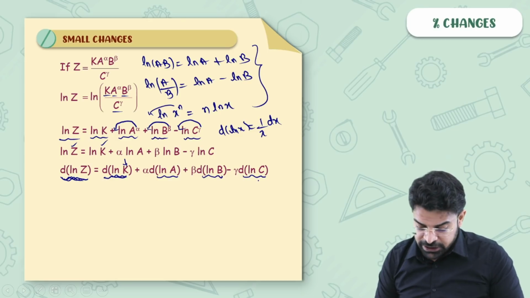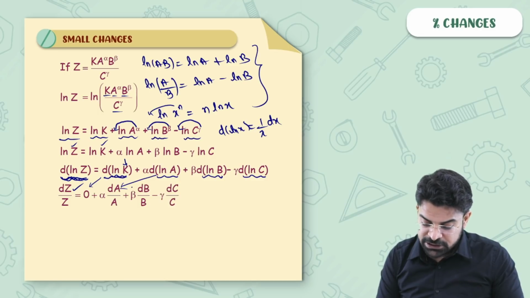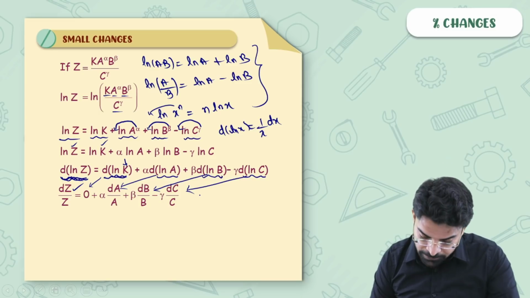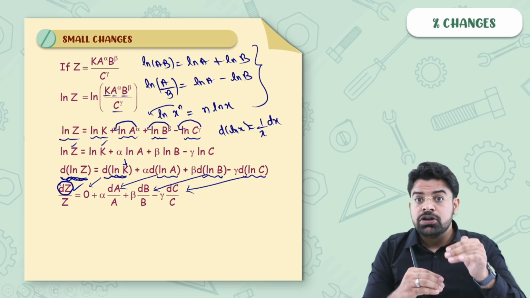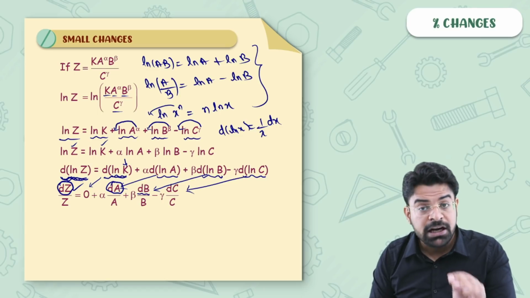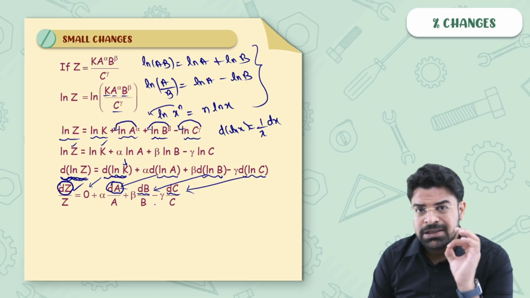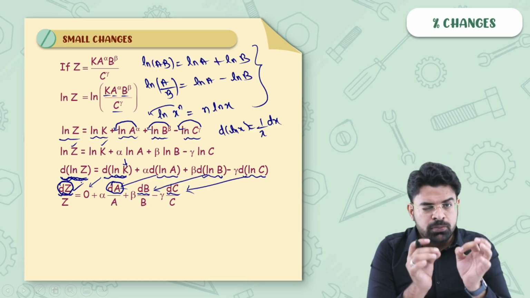So now differentiating each term, we get dZ by Z equals differentiation of k, that is 0, plus alpha times differentiation of ln A, that is dA by A, plus beta times differentiation of ln B, that is dB by B, minus gamma times differentiation of ln C, which is dC by C. Now what does dZ represent? dZ represents infinitely small change in Z. dA represents infinitely small change in A, dB in B, dC in C. Now what we are going to do is an approximation. We are going to approximate these infinitely small changes to small changes.